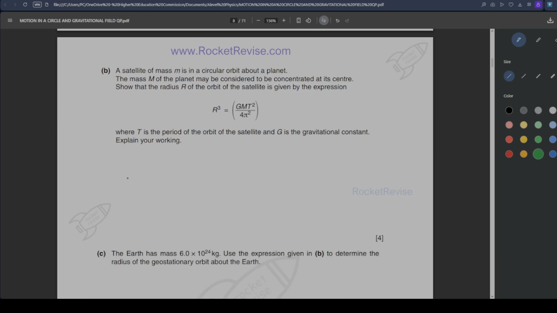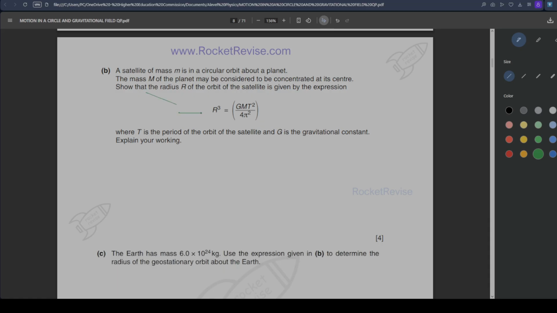उसके बाद they've given us another formula. A satellite of mass m is in a circular orbit about a planet. Circular यहाँ पे which means circular motion को हम use करेंगे. The mass m of the planet may be considered to be concentrated at its center, so that the radius of the orbit of the satellite is given by the expression r cube is equal to GMT squared divided by 4 pi squared, where T is the orbital period of the satellite and G is the gravitational constant.